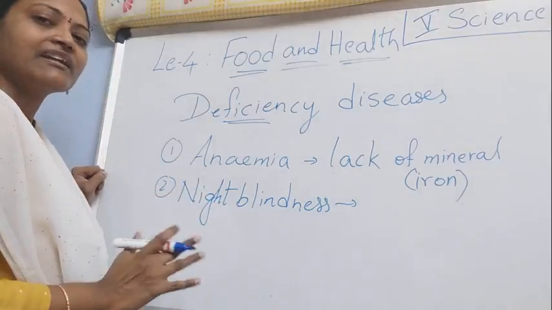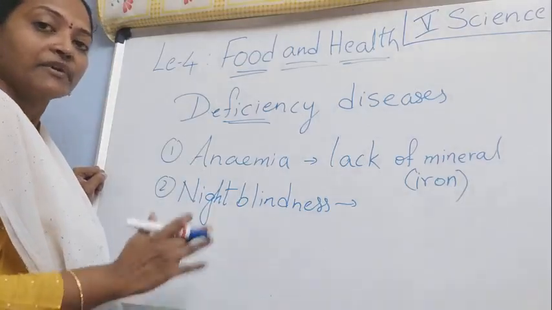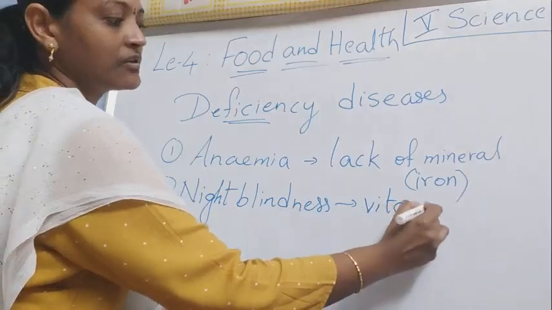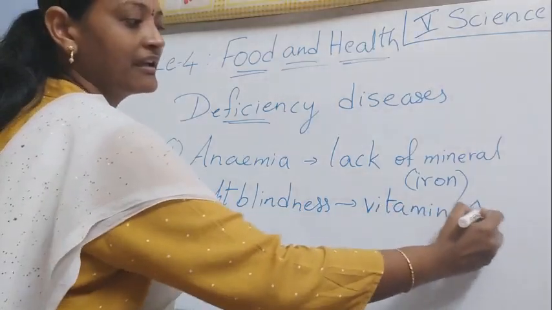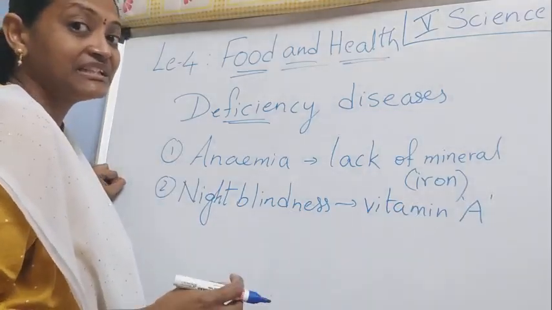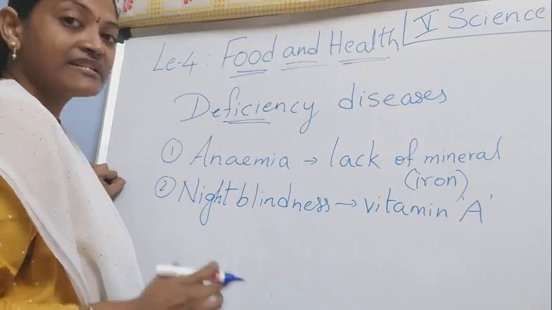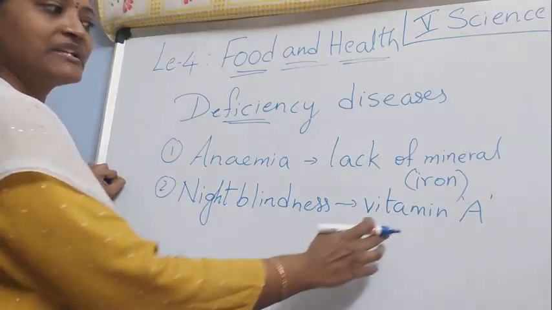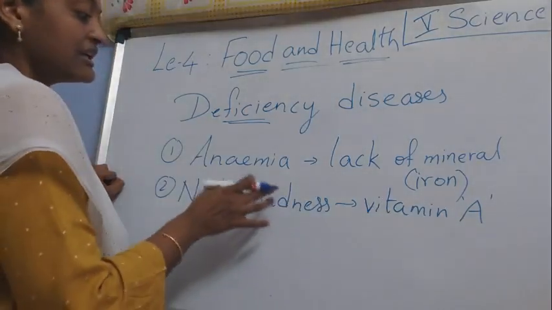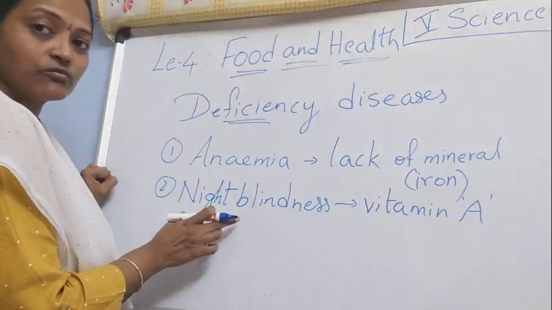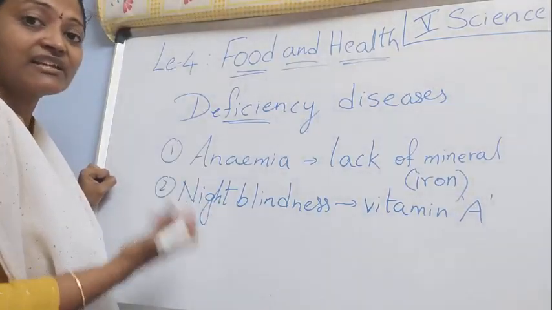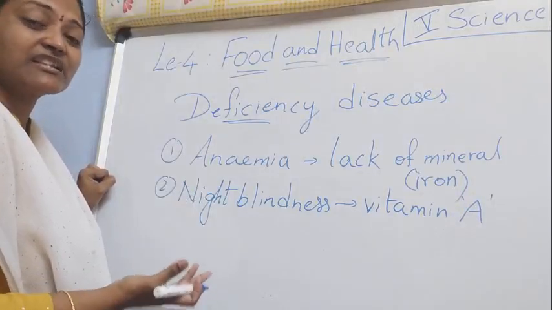Okay. Why are they blind only at the night time? Because this person is not taking vitamin A. We have vitamins, right? A, B, C, D, E, K. All these are vitamins. If vitamin A is not taken by the person properly, then he or she gets which type of disease? Night blindness. Means they can't see things at night time and in poor light.